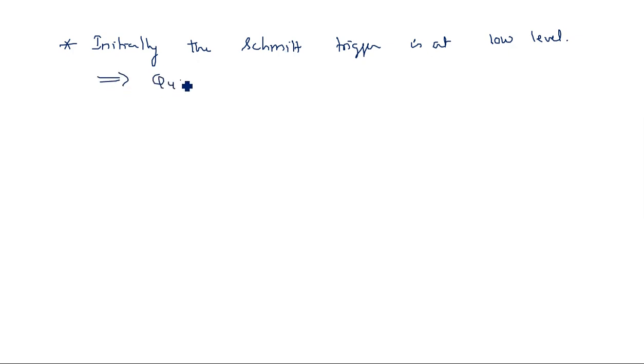So initially, the Schmitt trigger is at low level. What happens is that Q4 is on and the diode is also in the on state. Then the capacitor C is bypassed, and we can say it is not charging.